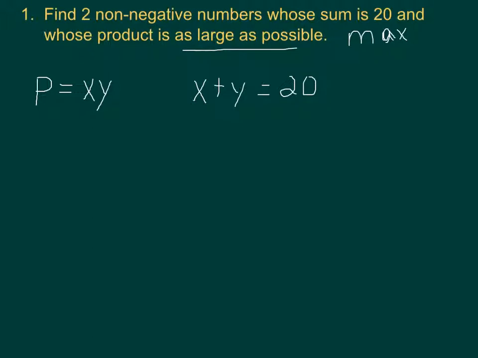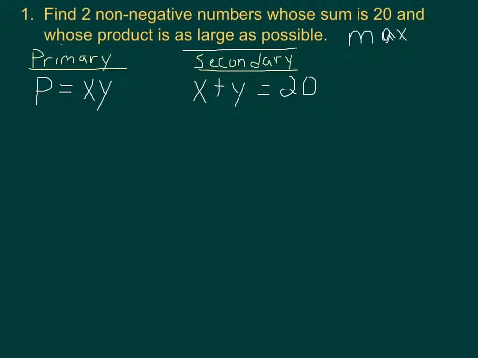Now it's important for us to understand which equation is our main equation. The equation that is being maximized or minimized is what we call our primary equation. And so this first one that I wrote is the primary equation. This is the one we're actually going to take the derivative of. The X plus Y equals 20 is what we call a secondary equation. And the purpose of the secondary equation is really just to help us rewrite the primary equation in terms of only one variable.